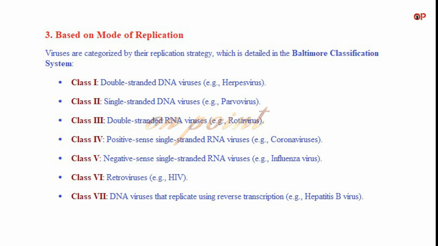Class 4, positive sense single-stranded RNA viruses, example coronaviruses. Class 5, negative sense single-stranded RNA viruses, example influenza virus. Class 6, retroviruses, example HIV. Class 7, DNA viruses that replicate using reverse transcription, example hepatitis B virus.